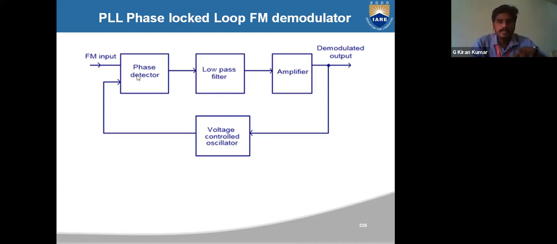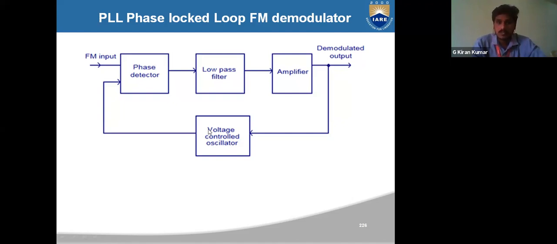So what happens inside? There is no input, there is no output. If the FM signal input is given here, you will get some output, and that output can also be given here. So if the input starts going to the phase detector, the VCO output also starts changing at the output.